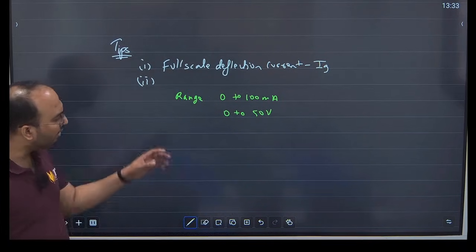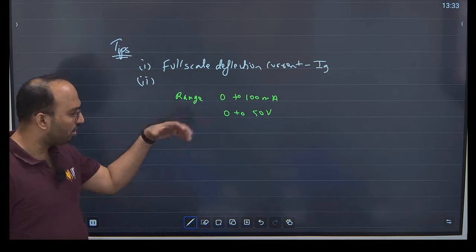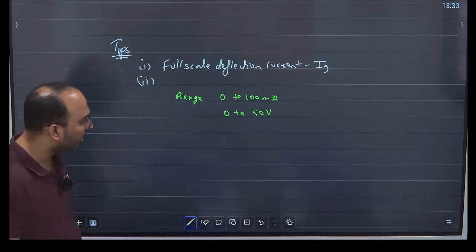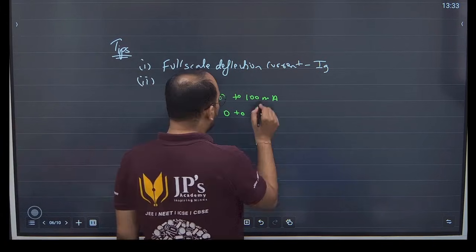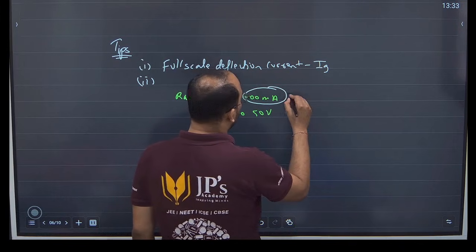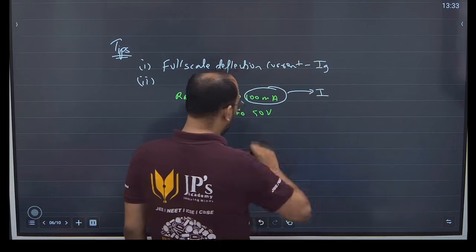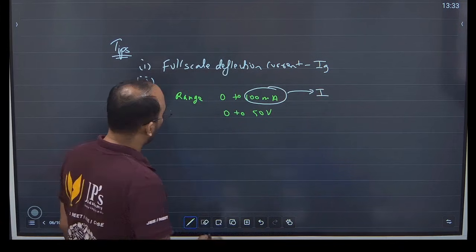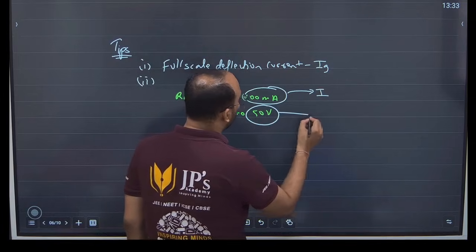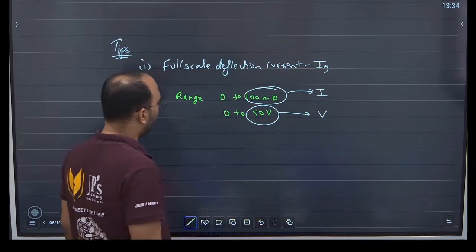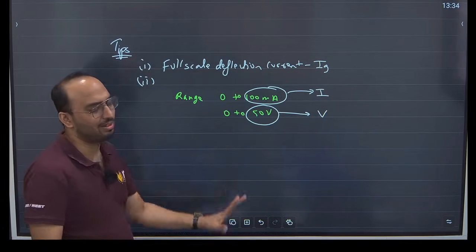Okay, so they will give you the range. When they ask you to convert, they always give you the range. From that range what you get is this: I, the range of current, the maximum current to be measured. And this V is the voltage to be measured. So from the range we always get I and V.